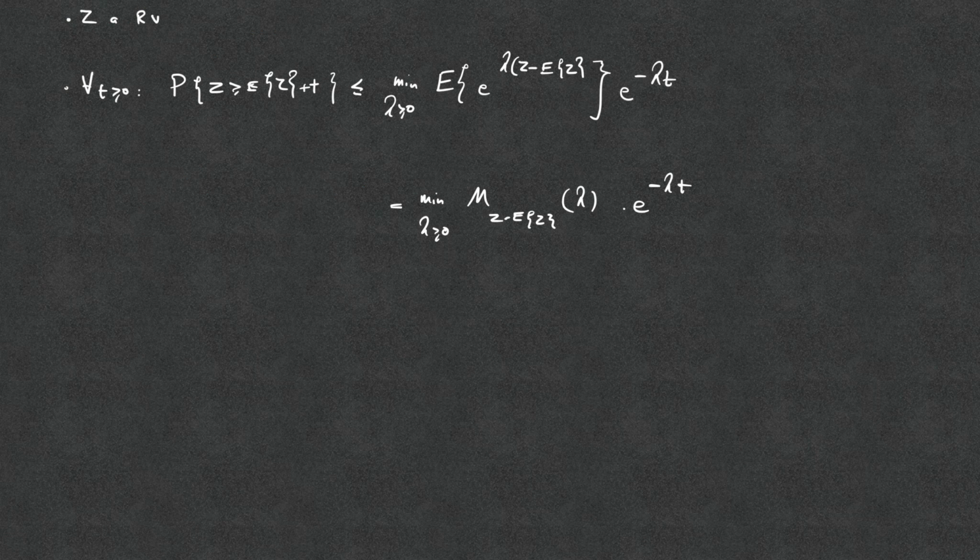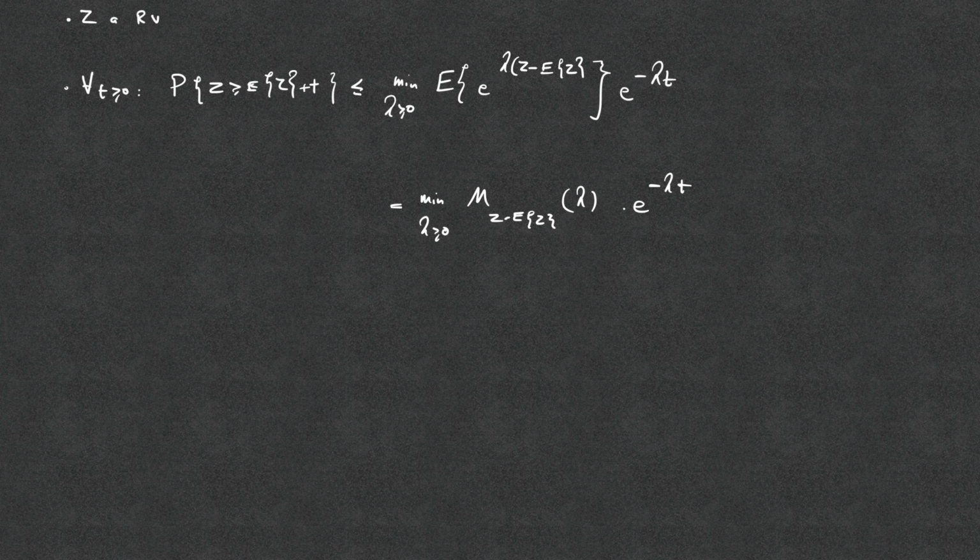Now let's talk about Chernoff bounds. Consider Z being a random variable. For any t larger than or equal to 0, we have the probability of Z being larger than or equal to E[Z] plus t. By the way, this is the expected value of Z plus t, is less than or equal to this term over here.